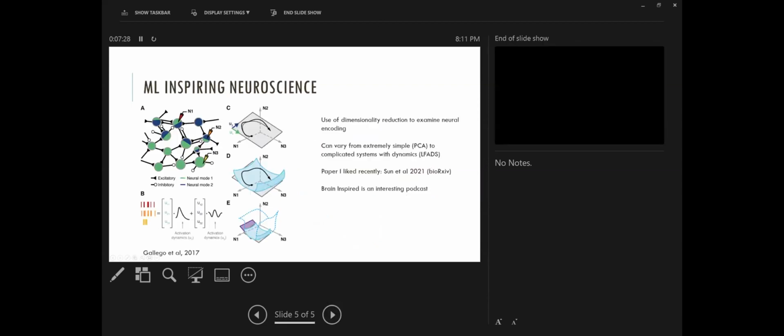Now, we're at the point where it's not just neuroscience inspiring machine learning, but really machine learning can also be used very heavily in neuroscience. So this figure on the left is from a former colleague of mine that's very cool. Basically, what we're doing is we're recording from a large number of neurons simultaneously. And then we use really fancy dimensionality reduction techniques to get some sort of underlying encoding that the neural network is doing.